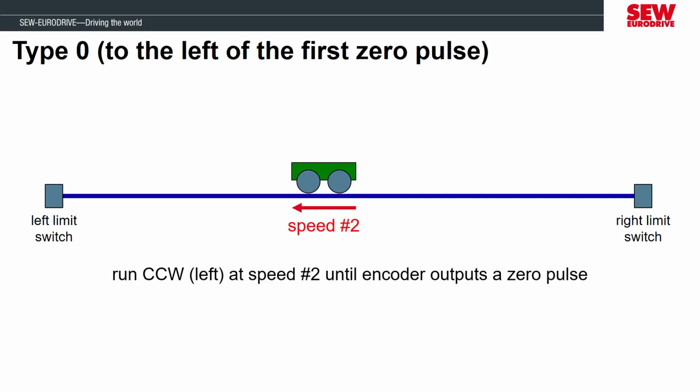We're going to start with type 0 and work our way to type 8 as we demonstrate these. Type 0 will have the equipment run in the counterclockwise direction at the slower speed number 2 until the encoder 0 pulse is found. Then the equipment will be referenced at that location.